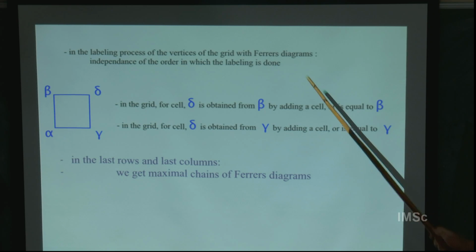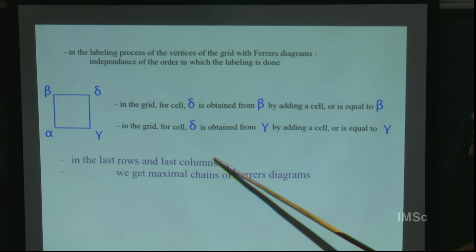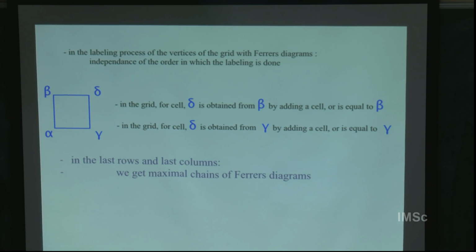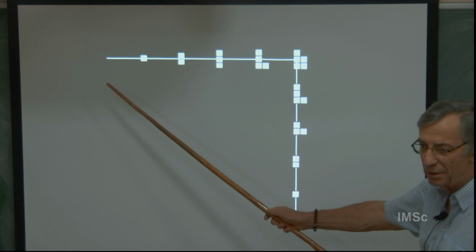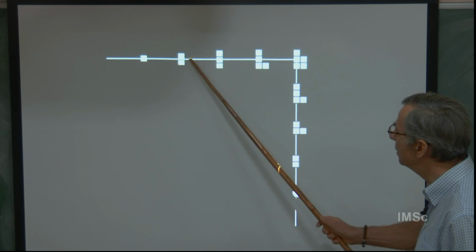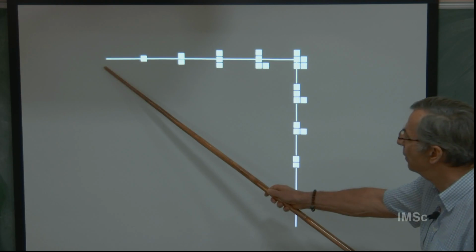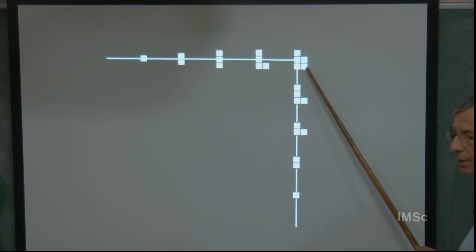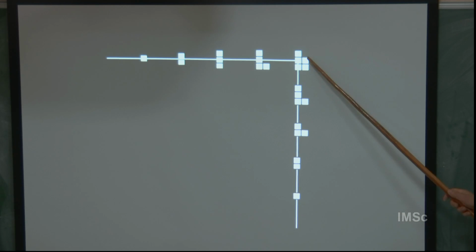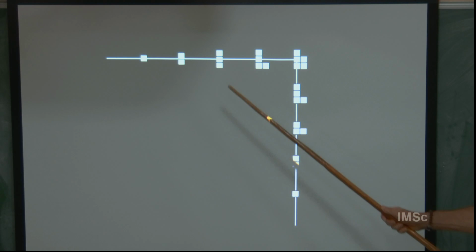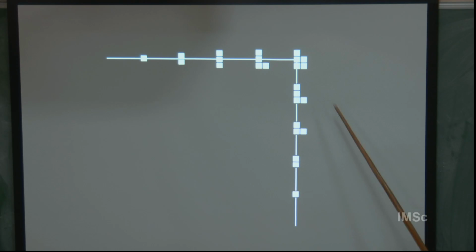That's what I was claiming: in the local algorithm, the last row and last column give a maximal chain of Ferrer diagrams, like this. You see, this is at the end of the algorithm with the local rule. This is the maximal chain of Ferrer diagrams: empty, one cell, two cells, three cells, four cells, five cells. Each time, the Ferrer diagram is obtained from the previous one by adding only one cell. So I claim that at the end of the algorithm, I have this.